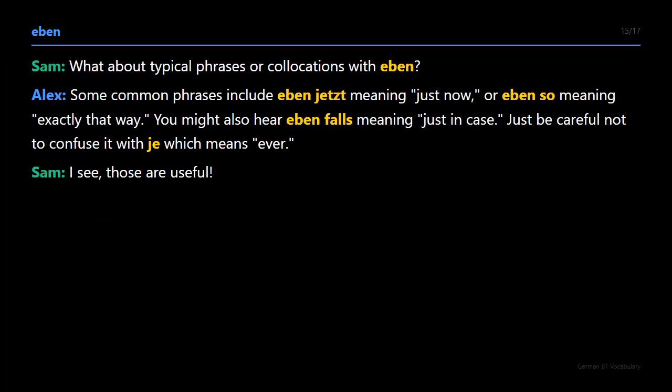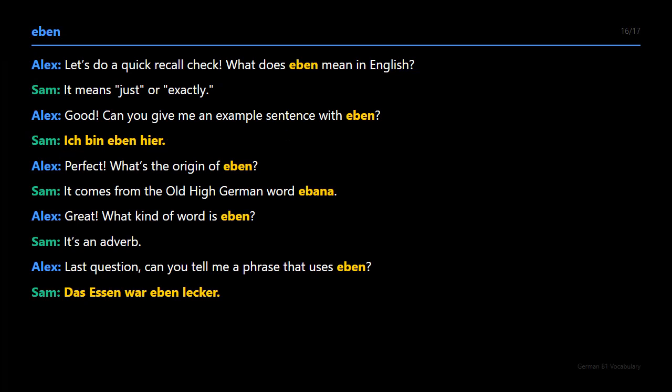I see, those are useful. Let's do a quick recall check. What does eben mean in English? It means just or exactly. Good. Can you give me an example sentence with eben? Ich bin eben hier. Perfect. What's the origin of eben? It comes from the Old High German word Ebene. Great. What kind of word is eben? It's an adverb. Last question, can you tell me a phrase that uses eben? Das Essen war eben lecker.